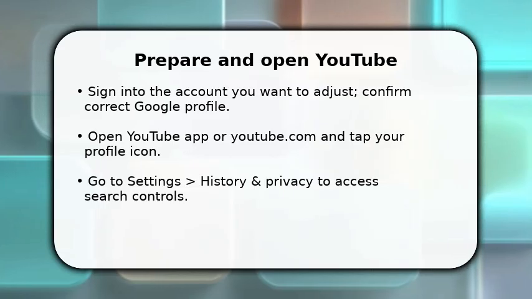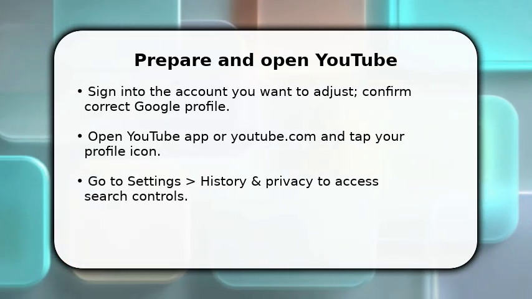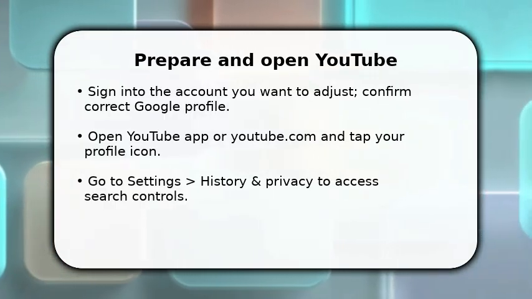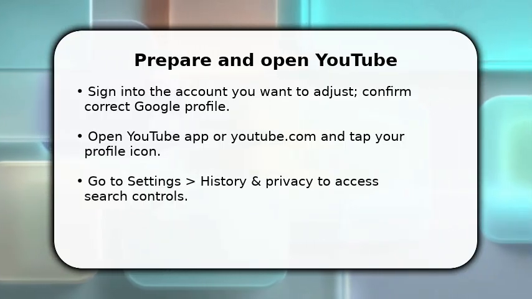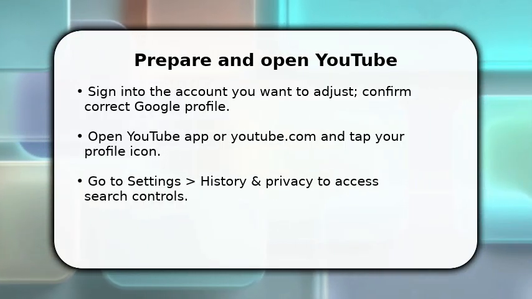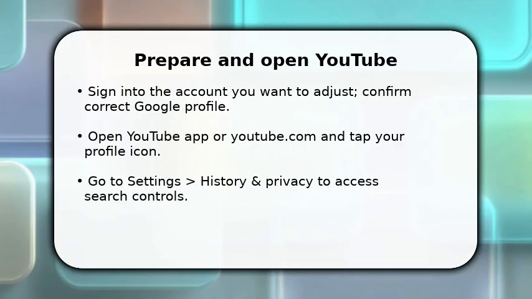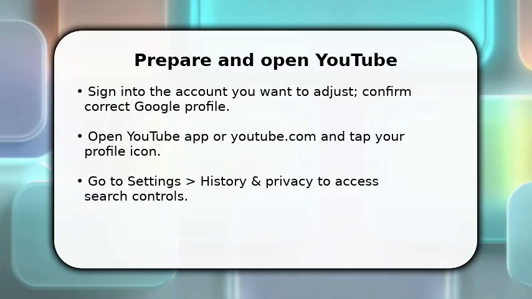Enjoy the video. You start by signing into the exact Google account whose search history you want to stop, because settings apply per profile. Once signed in, open YouTube on desktop or mobile and tap your profile icon. Then navigate directly to Settings and choose History and Privacy. This is the control center for search and watch history. Make sure you're in the right account, otherwise you'll change someone else's data.